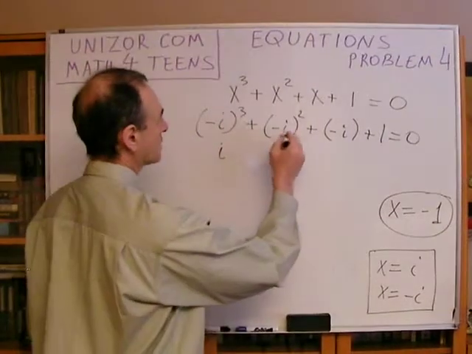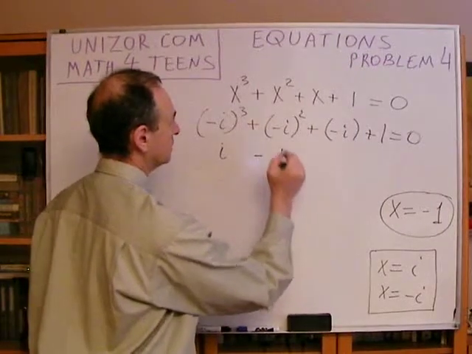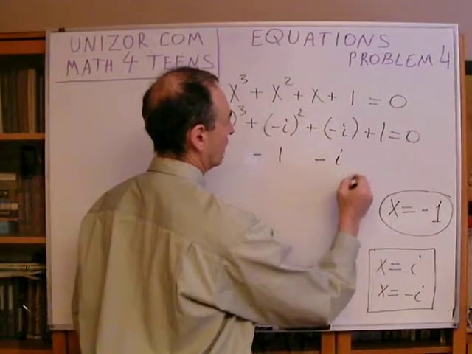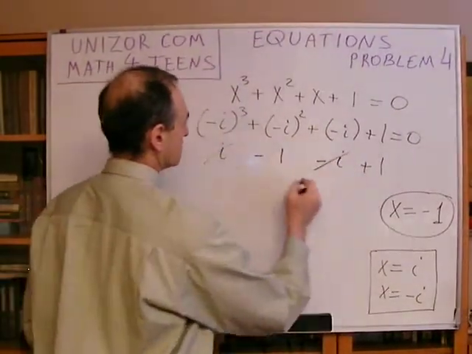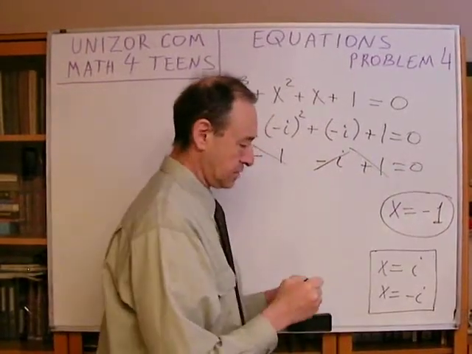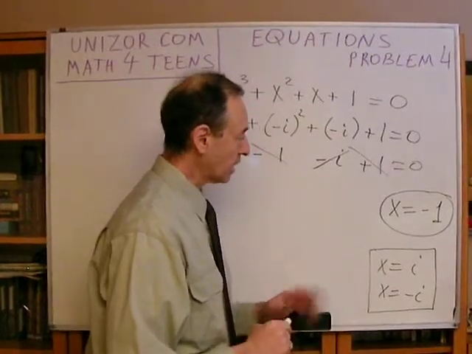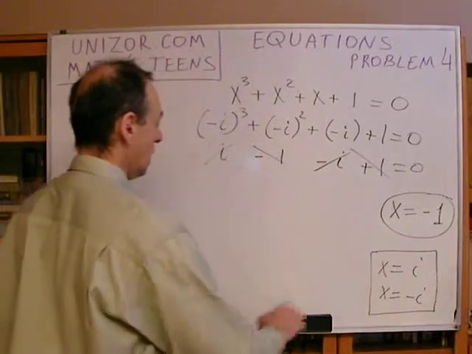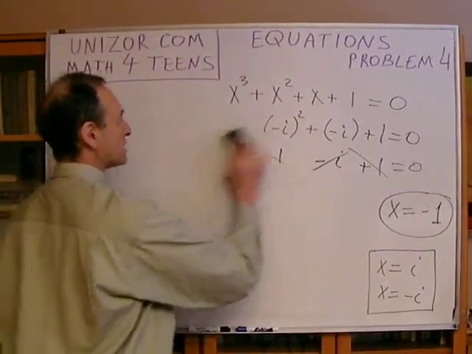Now, i squared, or minus i squared, is minus 1. So this is minus 1. This is minus i, and this is plus 1. And as you see, this is reducible, and this is reducible, equals 0. So the solution is correct, which I actually never doubted, because we had all the transformations invariant in this particular case. So that's good. Now, that's one way of solving this particular equation.